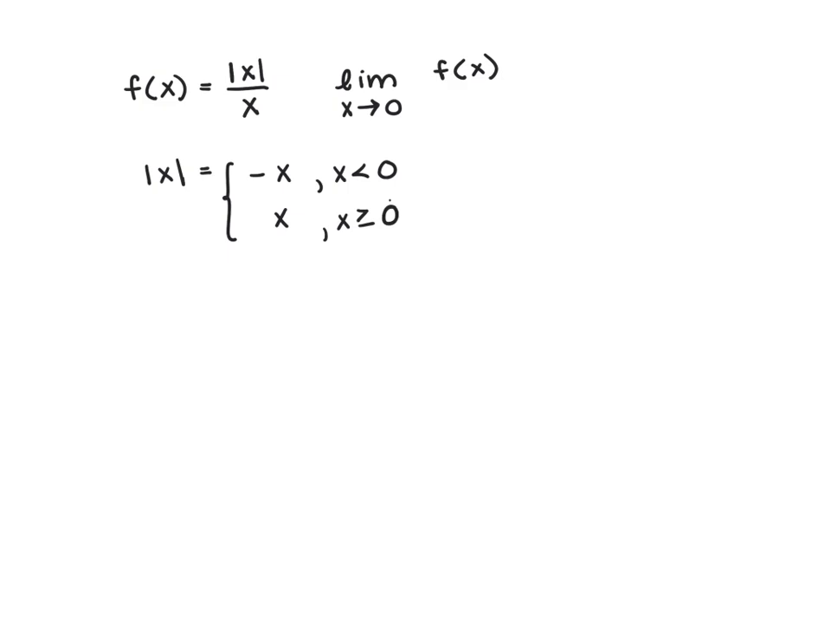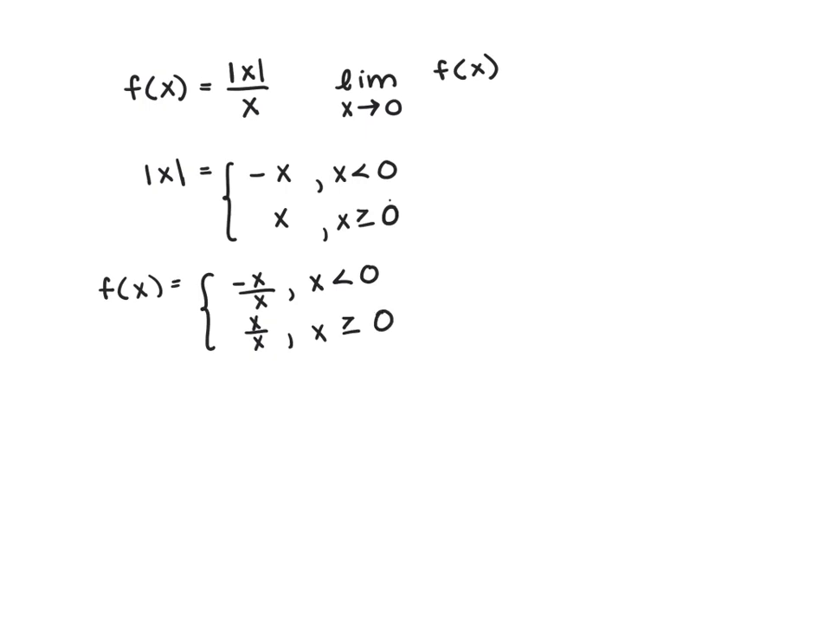Now let's use this in order to simplify our function f of x. We're also going to rewrite f of x as a piecewise function. We can plug in negative x for the absolute value of x. We keep divided by x. And this is the case when x is less than 0. And then we can replace the absolute value with just x. We leave the divided by x when x is greater than or equal to 0.